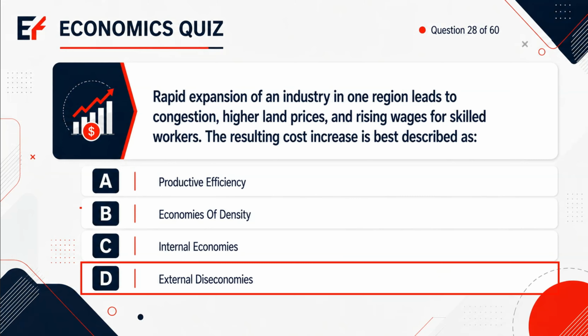Option A is incorrect because productive efficiency means producing output with the least possible resources. Option B is incorrect because economies of density reduce average costs when activity increases within an existing network. Option C is incorrect because internal economies are cost reductions generated within an individual firm as it expands.